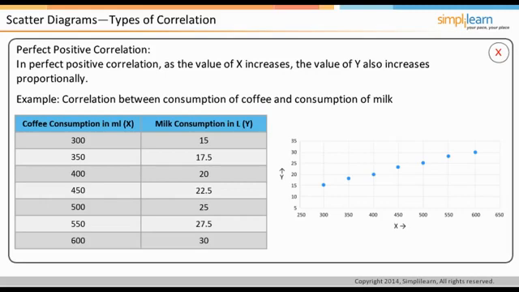The consumption of milk is found to increase proportionally with an increase in the consumption of coffee. The data is presented in the table on the screen. The scatter diagram for the data is also shown. It can be observed from the graph that as x increases, y also increases proportionally. Hence, the points are linear.